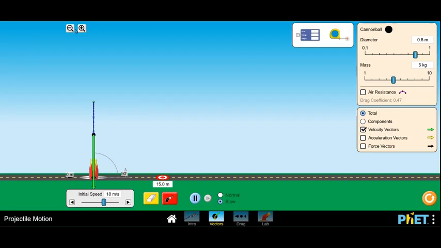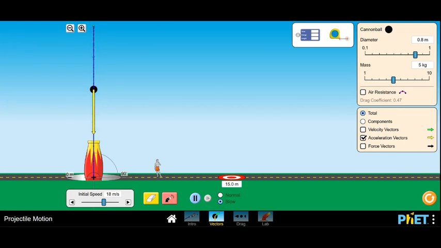Now, what if instead I decide that I'm going to do acceleration vectors? Take a moment and just think about what you expect this to look like in the journey. Okay, this might surprise you. If we actually shoot our cannonball here, check out our acceleration vector. Our acceleration vector doesn't change. It's the same the entire time. The acceleration due to gravity.